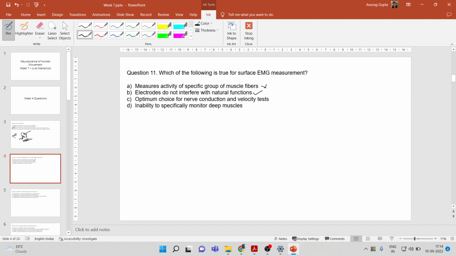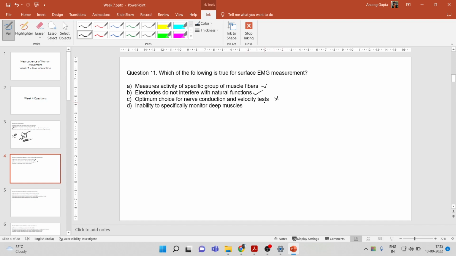Then C, optimum choice for nerve conduction and velocity tests. This is true if this is for the case of needle EMG. For example, in diabetes and other disorders, this is a very important test, the nerve conduction and velocity test. These parameters are affected, and using needle EMG, you can actually find out the nerve conduction and the conduction velocity.